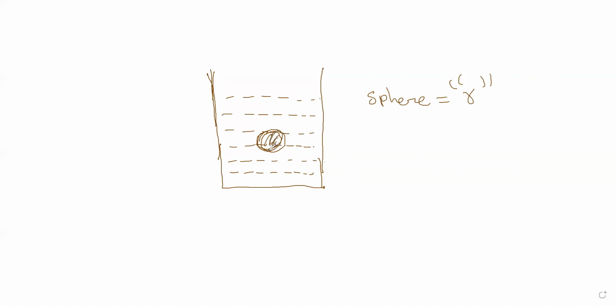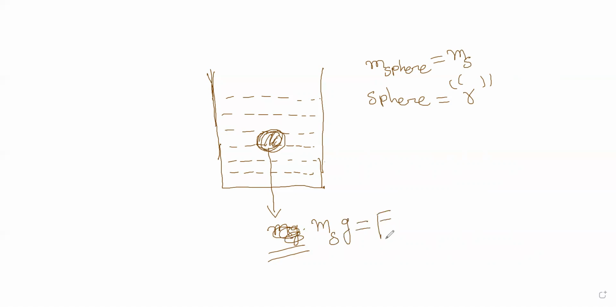And now you have a force of mg acting downwards. That is the mass of the sphere, let us say ms. To have more clarity, we'll write ms times g. This is the force acting downwards because of the gravitational force.